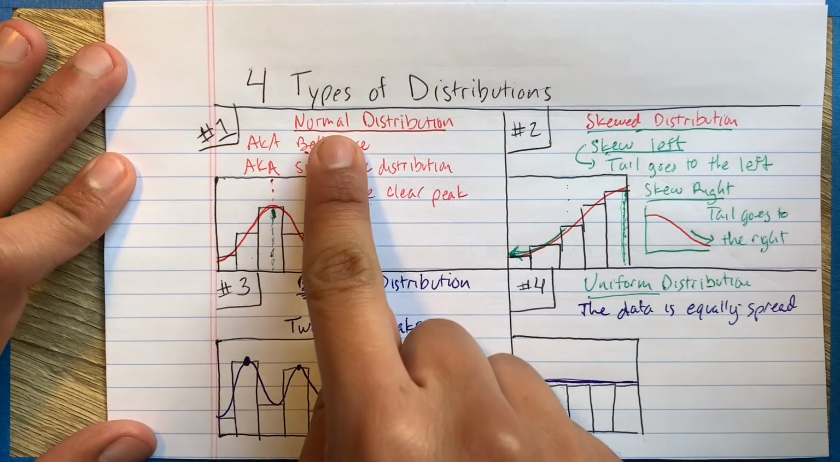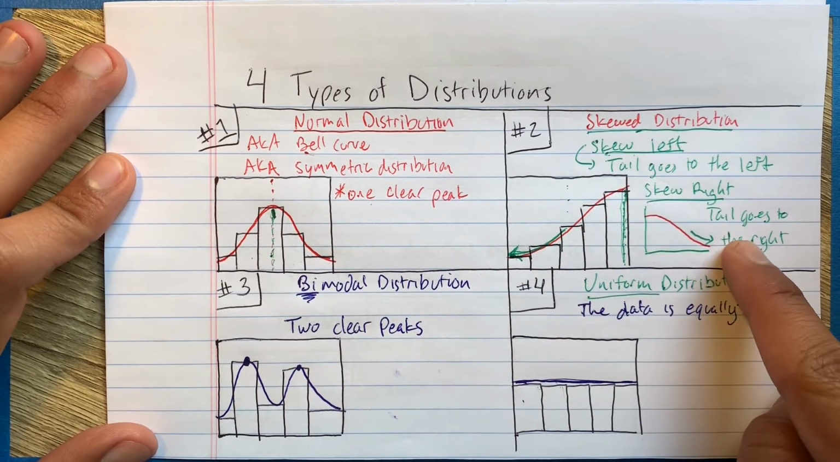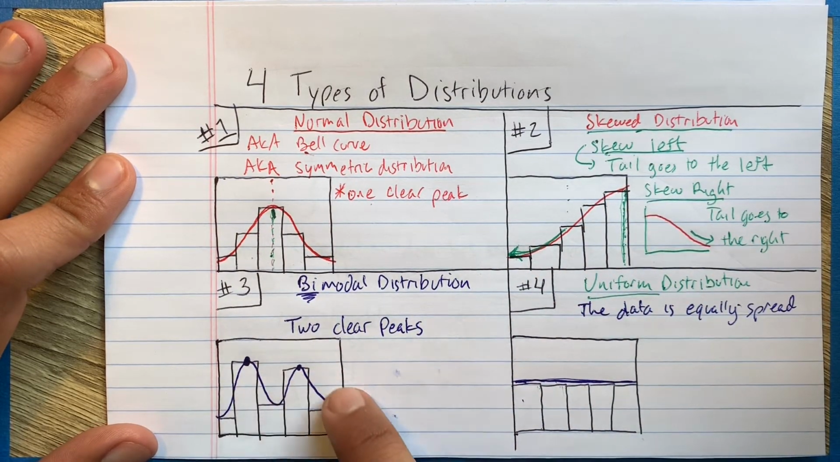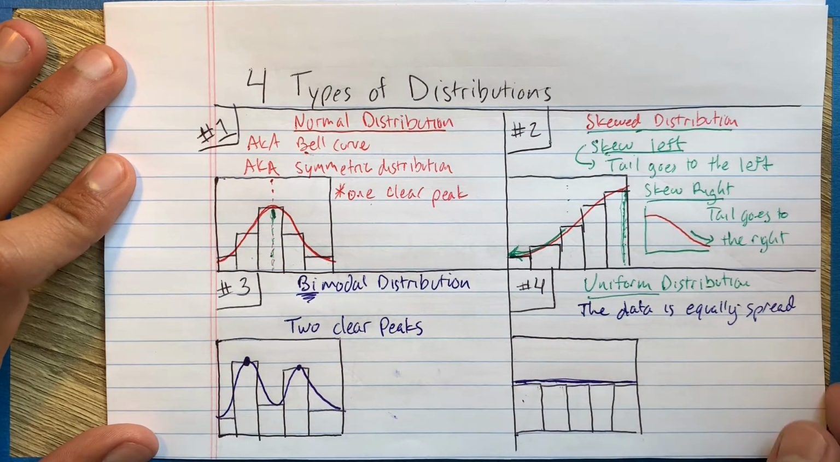So these are the 4 types of distribution. The normal distribution has this shape. The skewed distribution has one of these 2 shapes. A bimodal distribution has 2 peaks. And a uniform distribution is just a flat line.